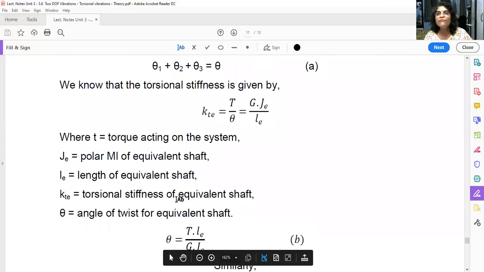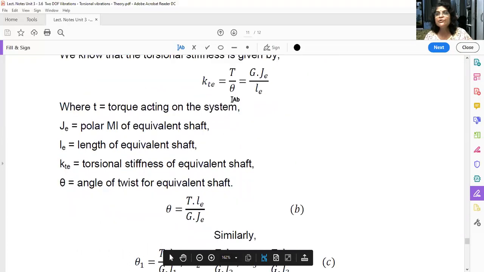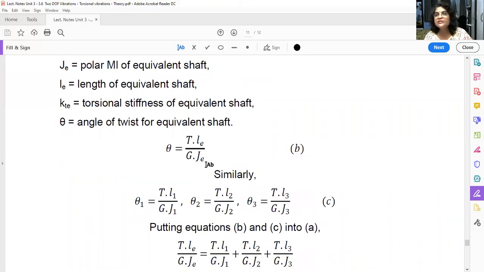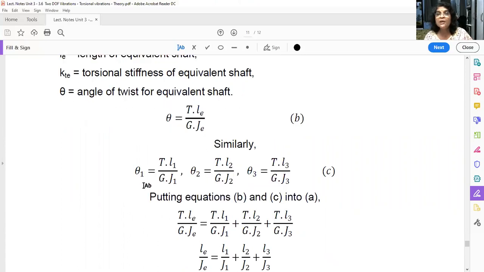Now we know this formula. Theta is equal to, you take theta on this side and this on the left hand side, so theta is equal to TL upon GJ. That is T into LE upon G into JE. What is E? E stands for equivalent. Similarly, you can write down for the actual system what should be theta 1, theta 2, and theta 3.